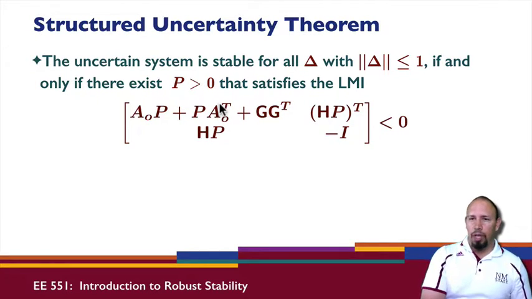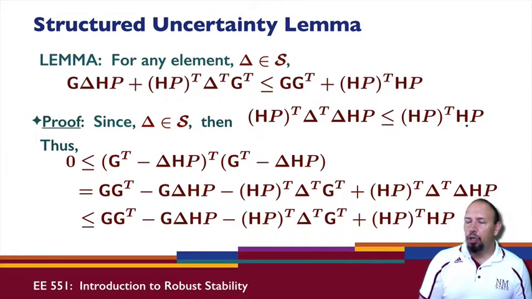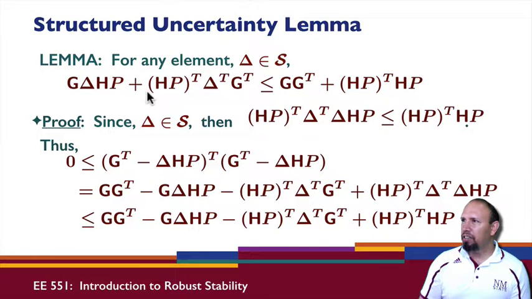Okay, so in order to do this, we first use a lemma, an intermediate result that can give us some traction for this problem. The lemma says this: for any element delta in our uncertainty set, we have this inequality is satisfied. So notice delta appears on this side of the equation, not on this side of the equation. Okay, so this is the lemma.